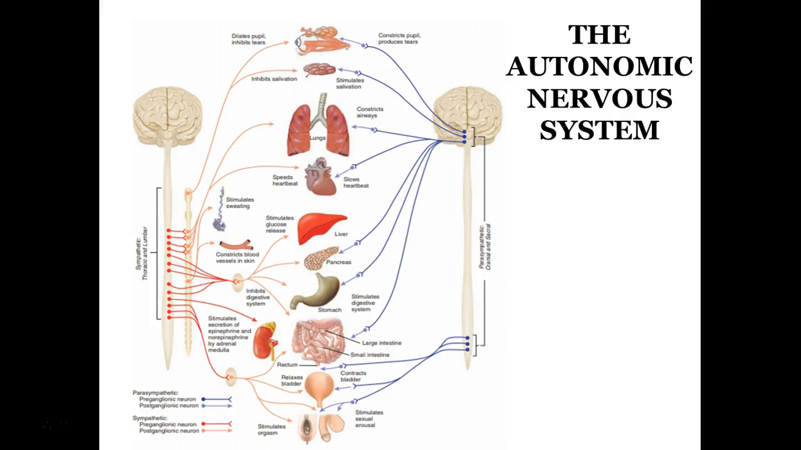In case of sympathetic, there are certain body functions occurring, like your eye pupil is being dilated, and it inhibits salivation, stimulates sweating, speeds up the heartbeat, stimulates glucose release, constricts the blood vessels, inhibits the digestive system, and stimulates the secretion of epinephrine and norepinephrine, which are the basic fight and flight response hormones.